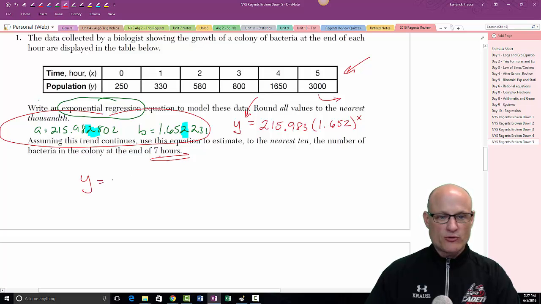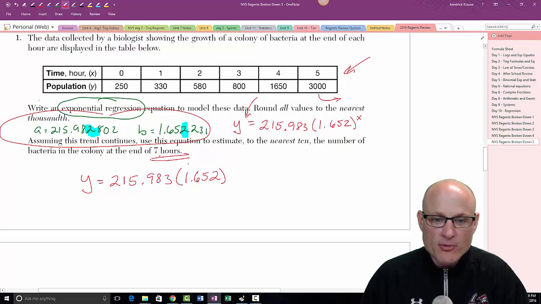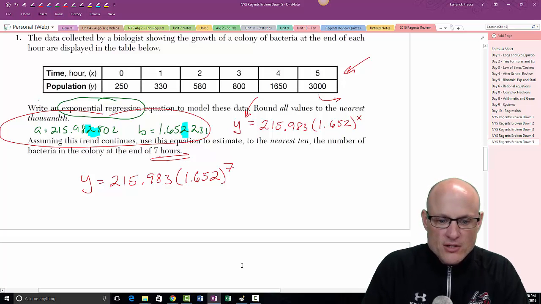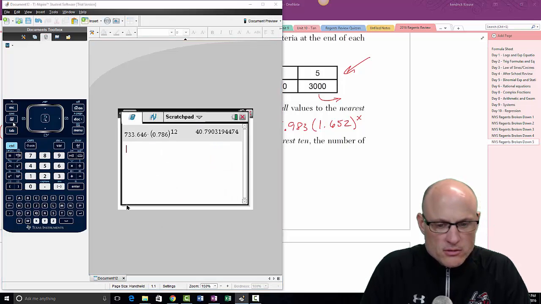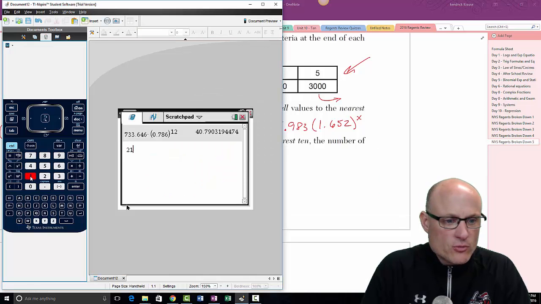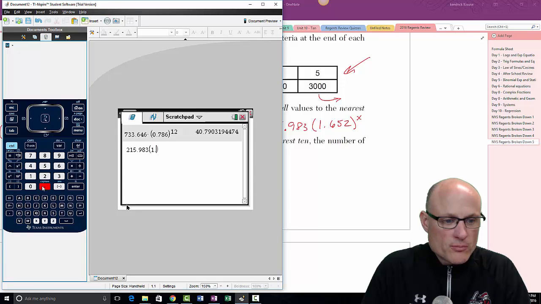So we're going to have Y equals 215.983. You must show this work. It is not good enough just to write down what number pops up on your calculator. You have to show how you're entering in the number 7. So we'll come over to our calculator: 215.983, parentheses, 1.652, parentheses, raised to the 7th power.